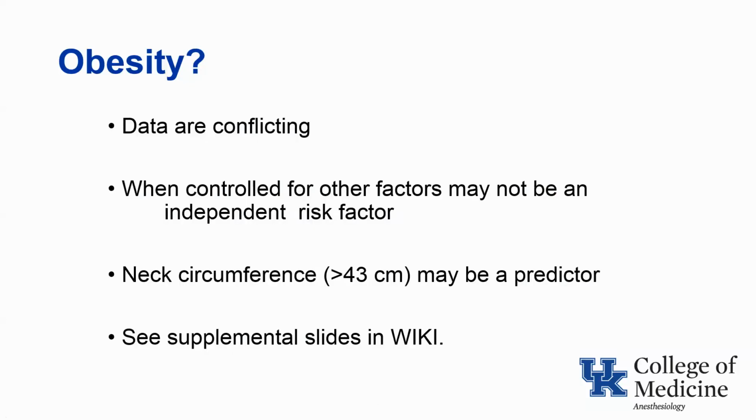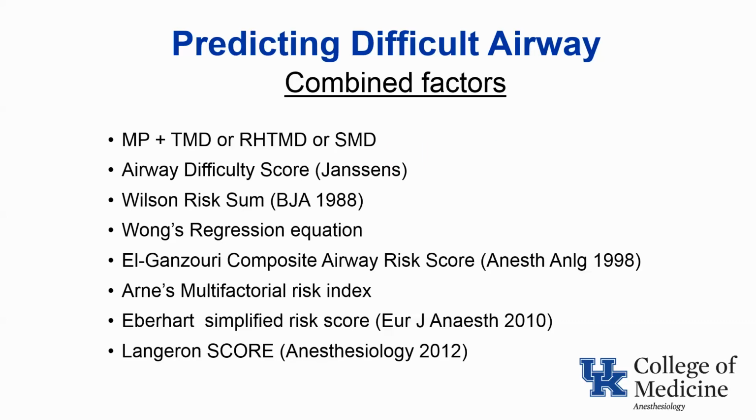So what about obesity? Is that a risk factor? And the data are conflicting. It would appear that when controlled for other factors, it may not be an independent risk factor. On the other hand, neck circumference more than 43 centimeters has been suggested to be more reliable than obesity per se. And again, I've expanded this discussion on the supplemental slides on Wiki. Now, we mentioned single predictors weren't too good. How about combined predictors? And these are a list of the various combinations that have been investigated.